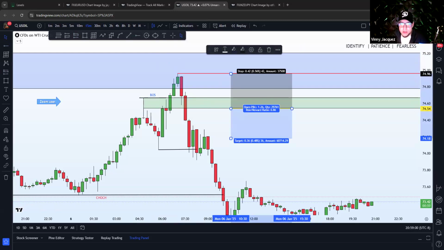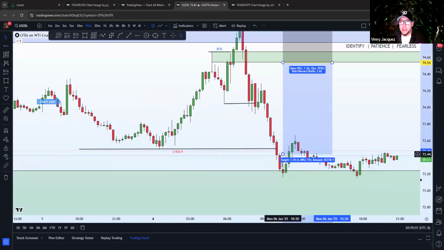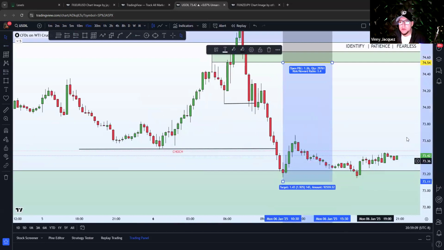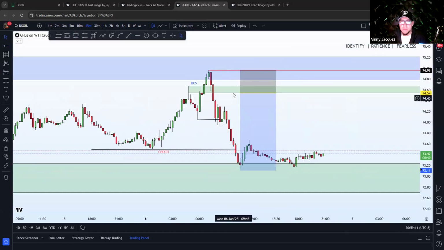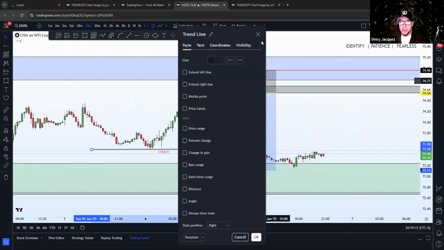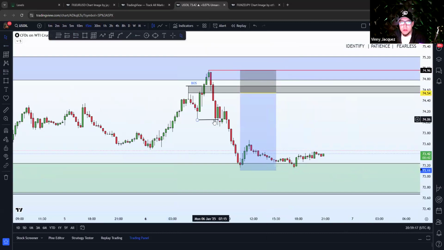All right. So this is where your entry should be. Stop loss at the high, minimum 1 to 3. If you know and understand how to hold, I would at least hold it to these equal lows. That's a clean 1 to 3 for sure. This is your setup right here, bro.